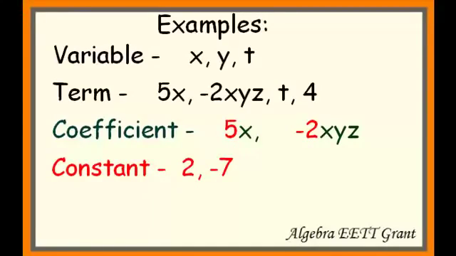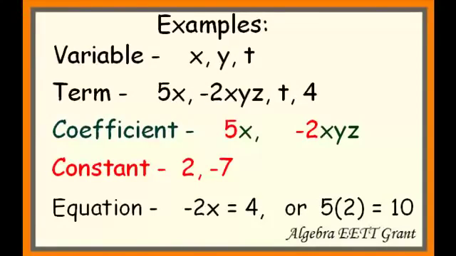A constant is when a number stands alone, such as 2 or negative 7. Notice they do not have variables with them. An equation is something that has an equal sign. So it could be things like negative 2x equals 4 or 5 times 2 equals 10. Both of these have equal signs, so both of them are examples of equations.